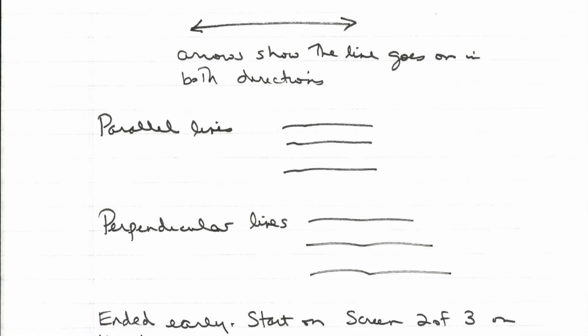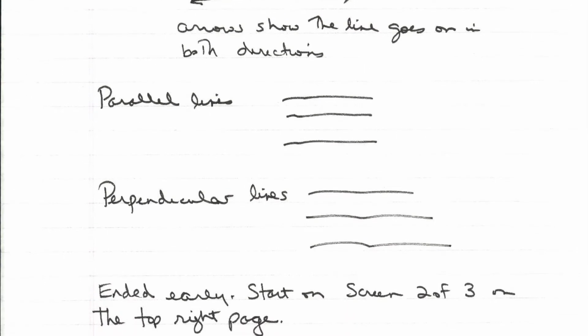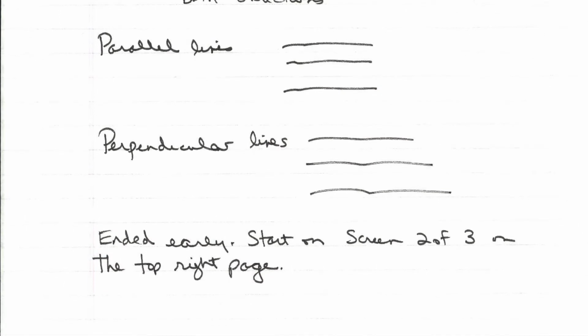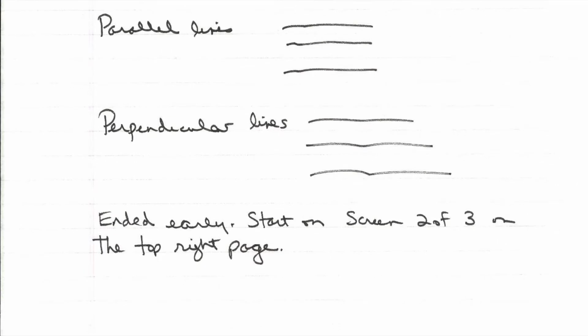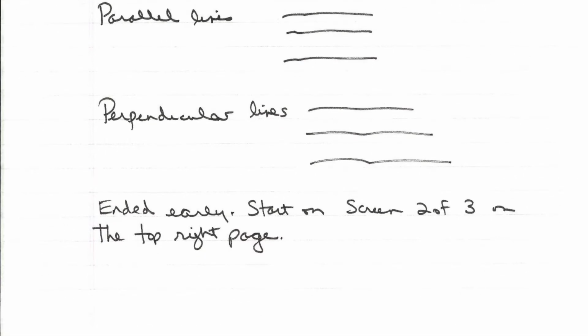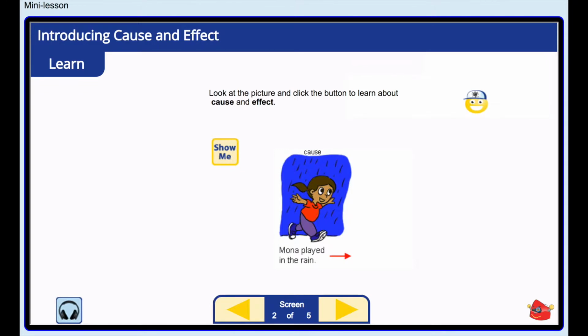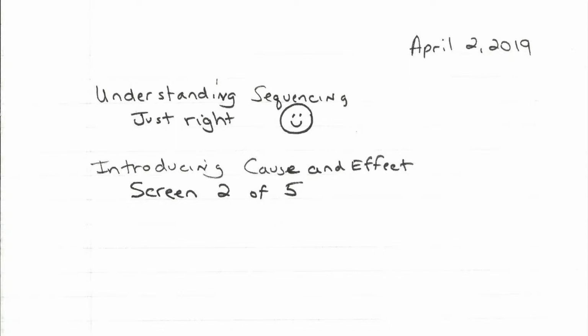If a student needs to close out of Classworks before they're finished, they can simply write they ended early and then write themselves a note to begin on screen 2 of 3 on the top right side of the page. The screens may only have one panel for our youngest learners, and their notes may look a little simpler, but they can still write down the title as well as what screen to start on.